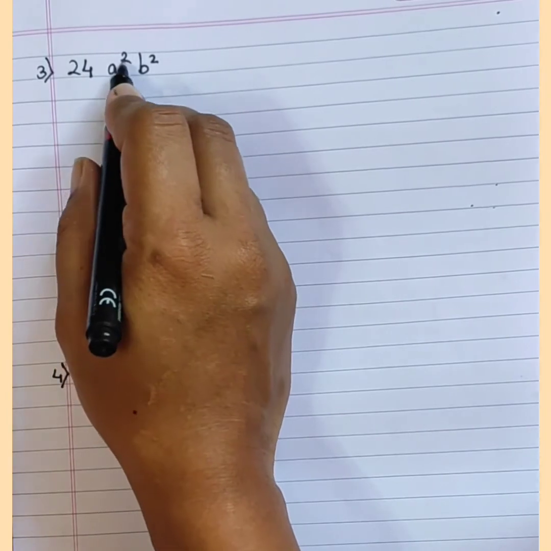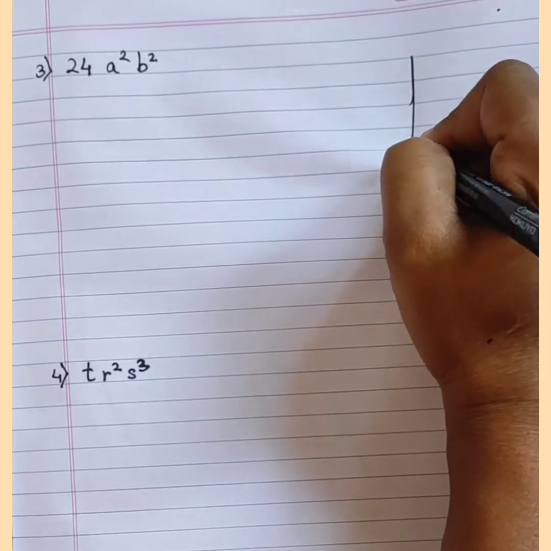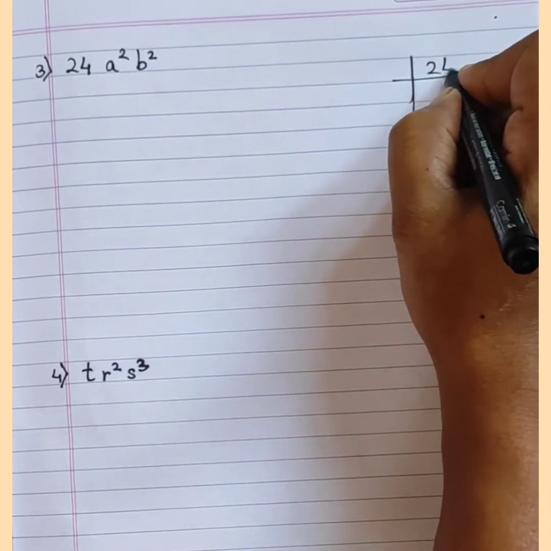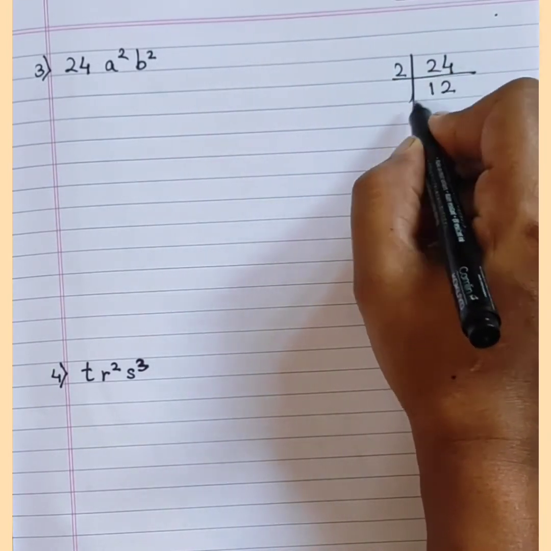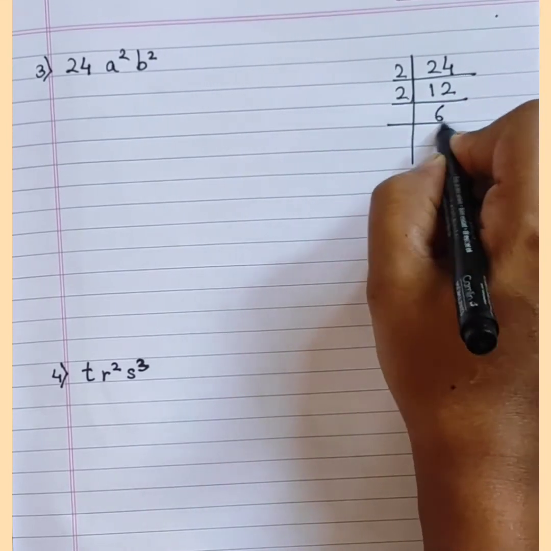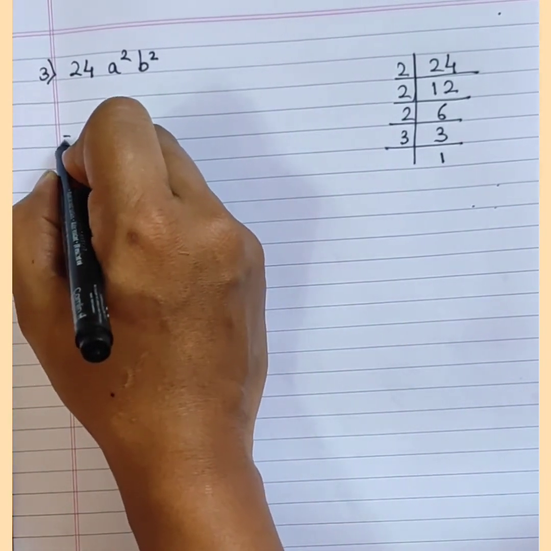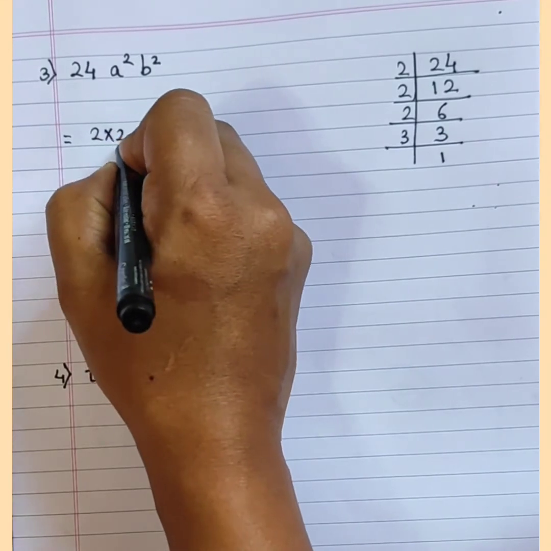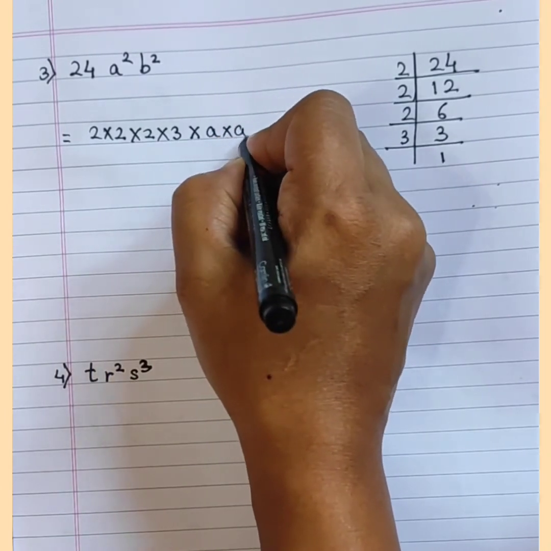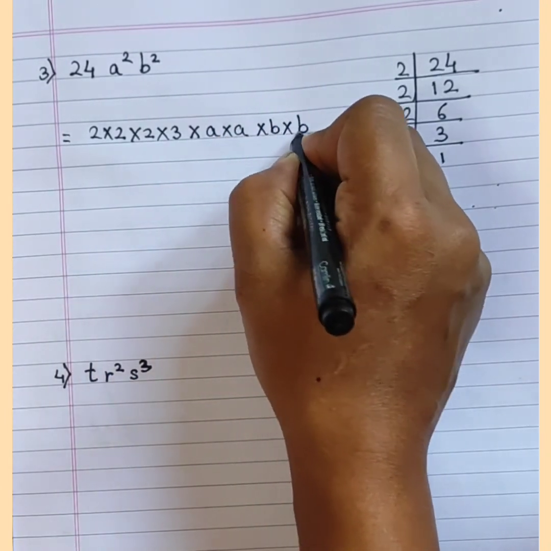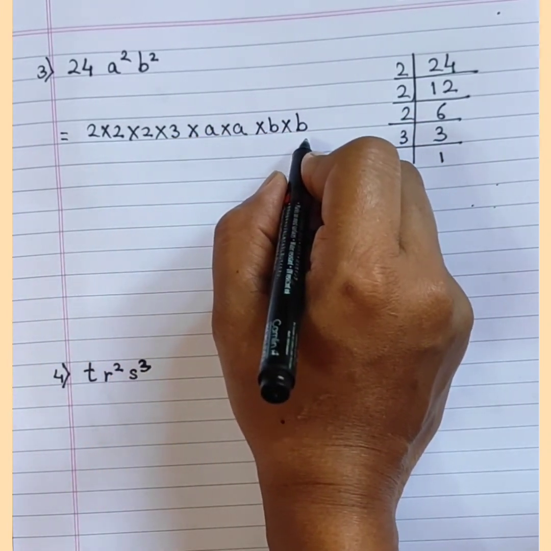Third question, 24a square b square. First we will do the prime factorization method for the number 24. That is 2 12s are 24, then 2 6s are 12, 2 3s are 6 and 3 1s are 3. So we got the prime factorization for the number 24 as 2 multiplied by 2 multiplied by 2 multiplied by 3. A square we can write as a into a and b square as b into b. So this is how we got the given expression in the product form.